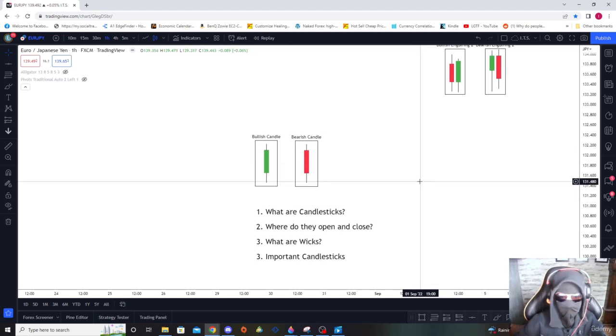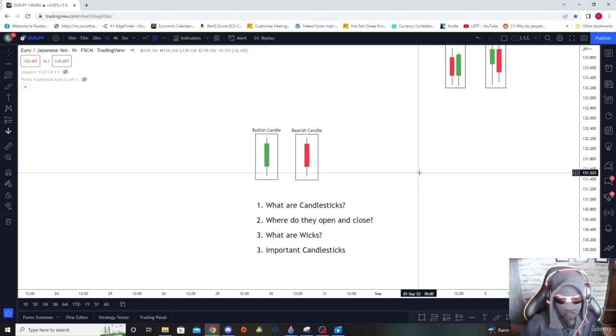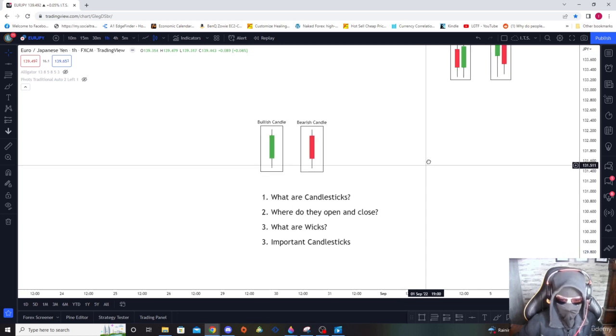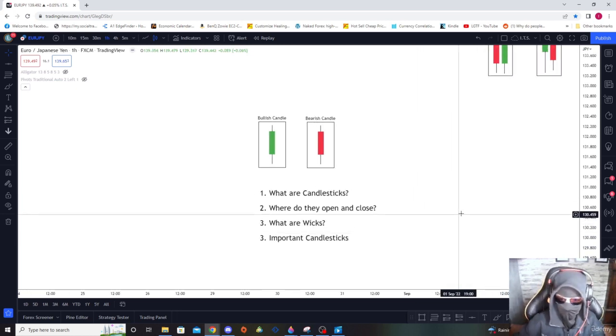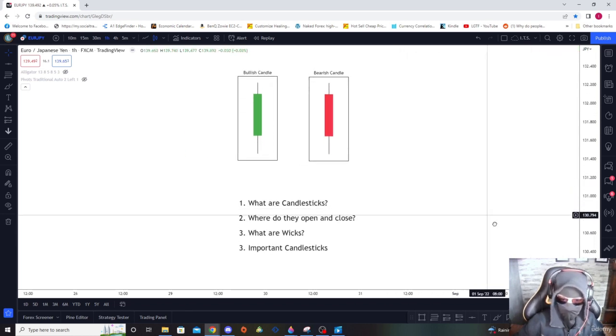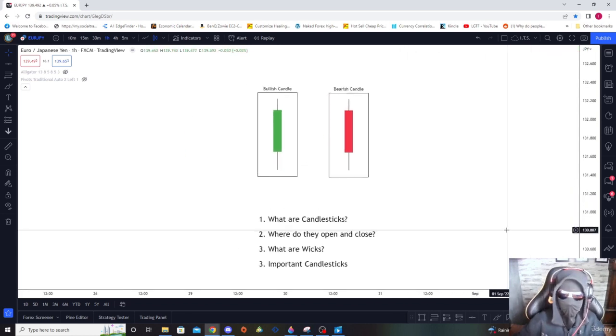So this is going to be just a basic video. You can write this down, you can save these images, whatever you want. So what actually are candlesticks? Well, what do candlesticks do? What they do is they represent how much price moved within that time frame.